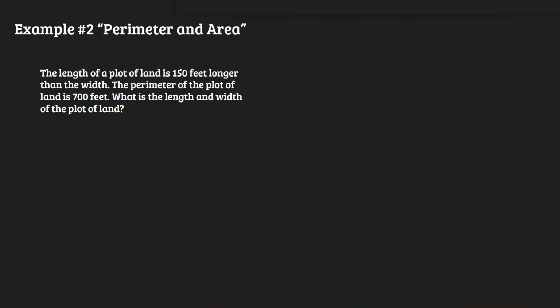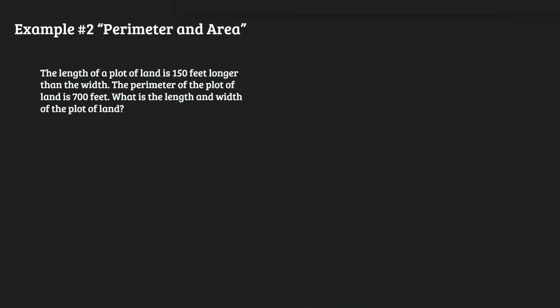The next type of problem we're going to work on here is the perimeter and area type problem. Now this is a very, very common type of problem to see again in both the SAT and ACT. So this one's going to require a little bit of our basic algebra skills just to start off with. So the length of a plot of land is 150 feet longer than the width.